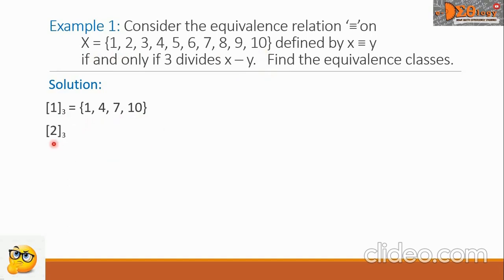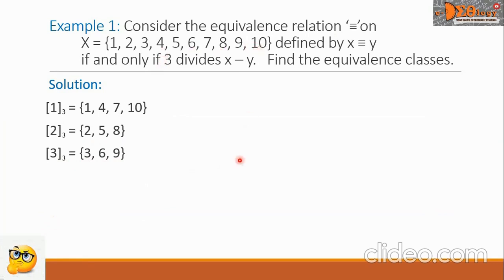Next is equivalence class of 2 of the relation congruence modulo 3. The elements are starting from 2, 2 plus 3 is 5, 5 plus 3 is 8. Next is equivalence class of 3 of the relation congruence modulo 3. The elements are starting from 3, 3 plus 3 is 6, 6 plus 3 equals 9. We shall continue to write the equivalence classes for 4 up to 10.